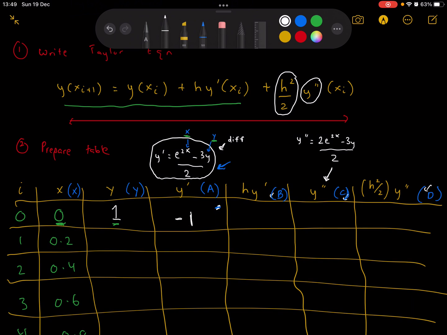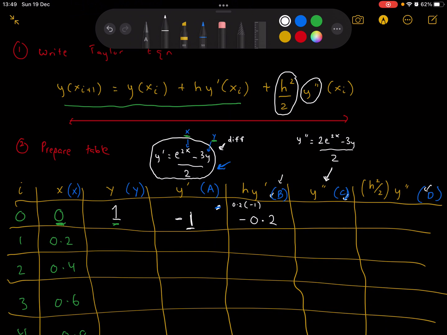1. So to find the value of b here, hy prime, so 0.2 multiplied by our y prime value, which is negative 1. So I'll get negative 0.2.